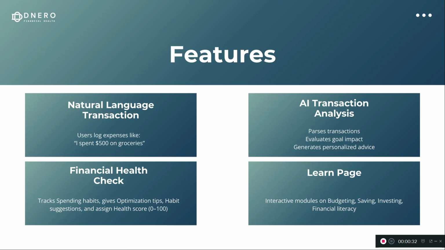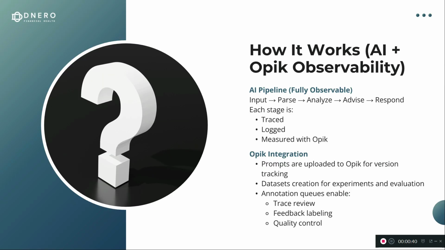Dnero features include natural language transaction, AI transaction analysis, financial health check, and a page to learn financial concepts. Dnero collects user inputs, parses it, makes analysis, advises, and responds. Each stage is tracked, logged, and measured with OPIC, with AI prompt version tracking, dataset creation for experiment and evaluation, annotation queues for trace reviews and feedback labeling.